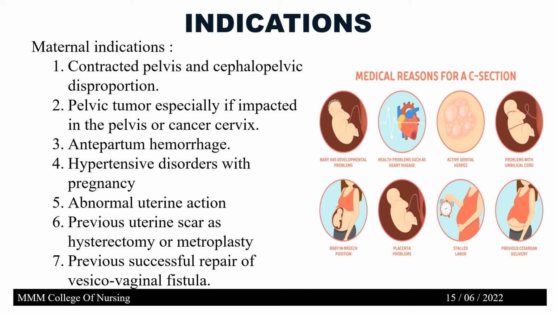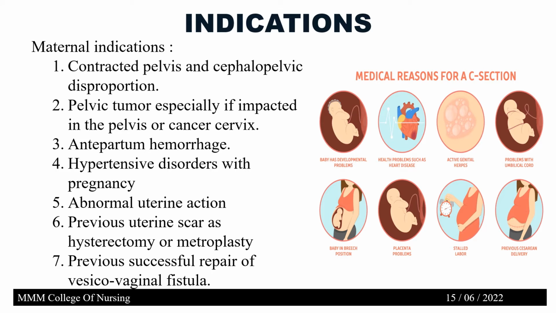So in indications, we have maternal indications, fetal indications, and previous cesarean sections. So the indication is divided into 3 subtopics. First, we'll see about maternal indications. Under that comes contracted pelvis. That is, the pelvis will be smaller than the size of the head of the baby. So we call it cephalopelvic disproportion. And pelvic tumor, especially if it is impacted in the pelvis, or cancer cervix. So the birth passage is primarily obstructed here.